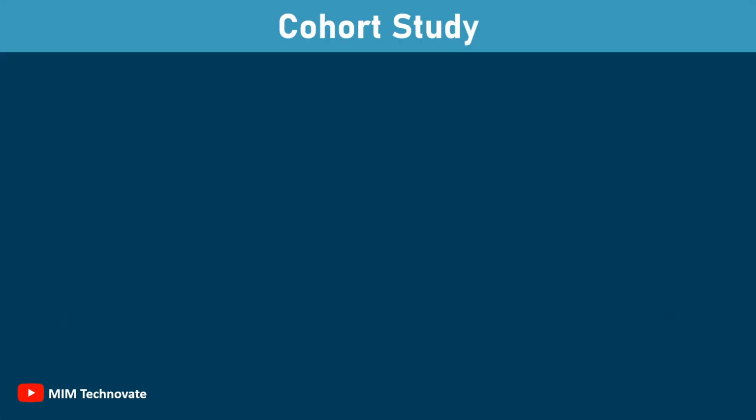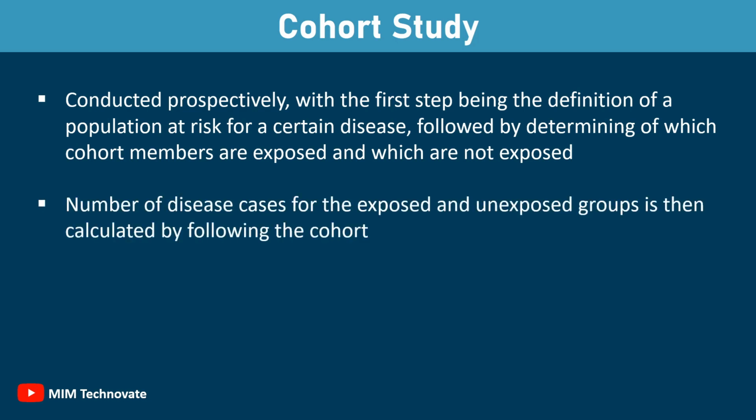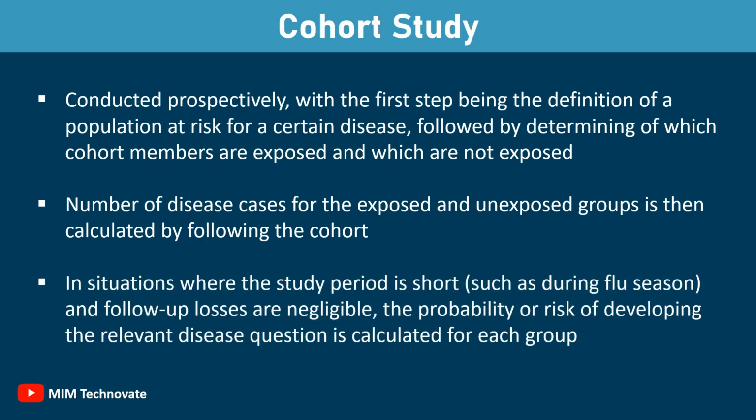Cohort studies. Cohort studies are often conducted prospectively, with the first step being the definition of a population at risk for a certain disease, followed by determining which cohort members are exposed and which are not exposed. The number of disease cases for the exposed and unexposed groups is then calculated by following the cohort. In situations where the study period is short, such as during flu season, and follow-up losses are negligible, the probability or risk of developing the relevant disease in question is calculated for each group.